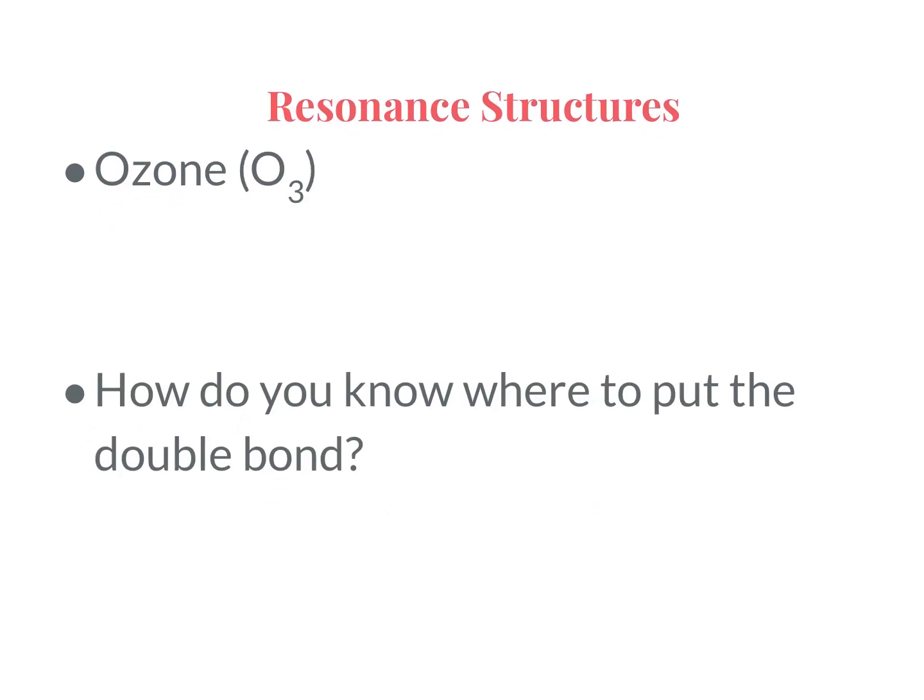Okay, so we're going to draw out the Lewis structure for ozone. Ozone is O3. How many valence electrons are in oxygen? 6. And there are 3 of them, so how many total? Okay, 18 total. Ozone is just 3 oxygens, so we just do 3 oxygens bonded together.